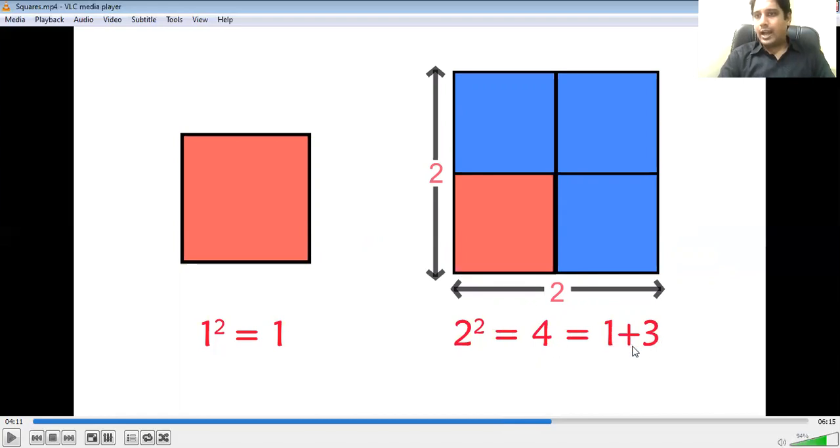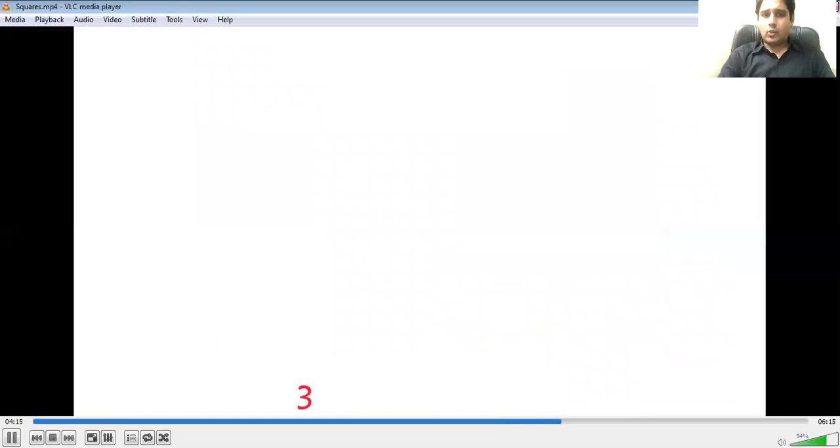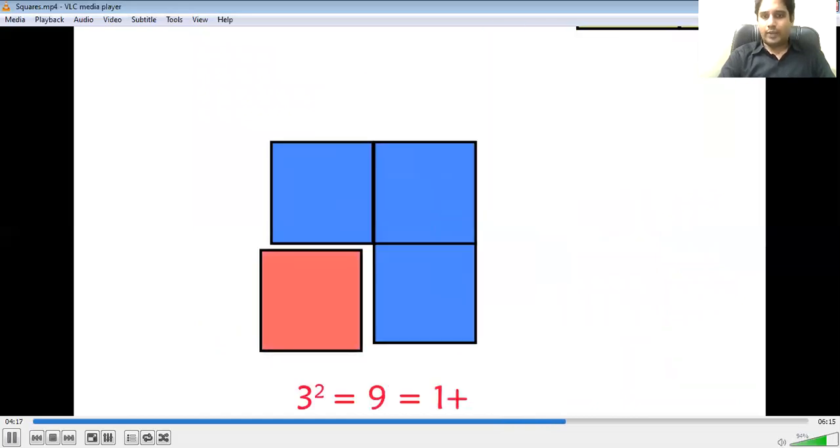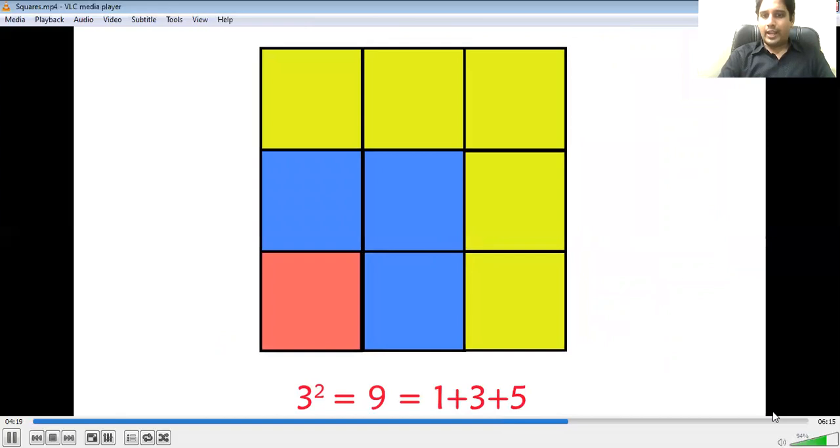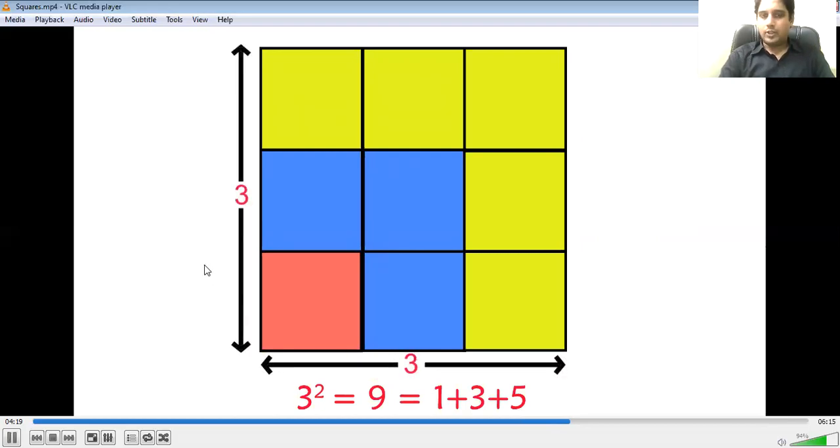Now 1 and 3 are the first two odd natural numbers. Mark my words. Next, when I take 3 square is equal to 9, which is 1 plus 3 plus 5. So again, I am taking the first three odd natural numbers, 1, then 3, and then 5. Now when I place the squares over and above the previous one, that is 3 squares are placed over 1, now 5 squares are placed over 3, it becomes a square of 3 by 3 component. So 3 into 3 is 9. So sum of the first three odd natural numbers is 3 square.